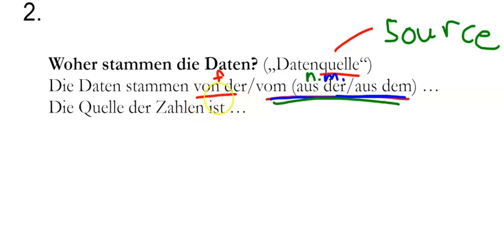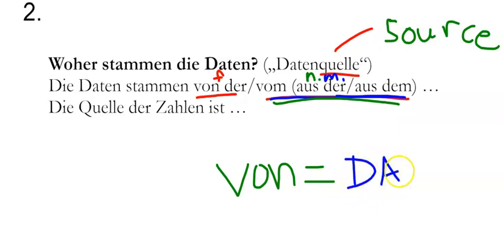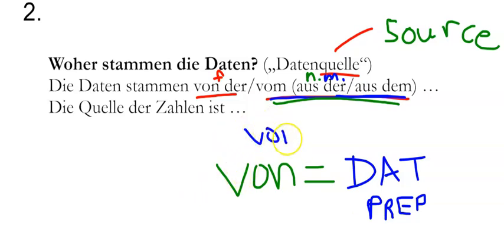Die Daten stammen von. So von is a wonderful dative preposition. Bei, mit, nach, seit, von, zu. So as a dative preposition, we have to make sure that whatever the source is, if it's feminine, we would say von der, because it's becoming dative. If it's something that is neuter or masculine, we would say von dem or vom. So vom is von dem as a contraction.